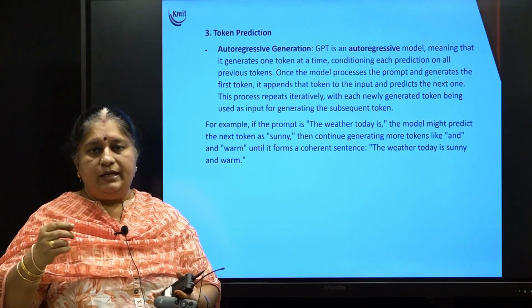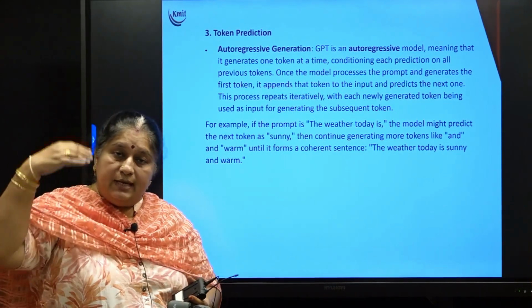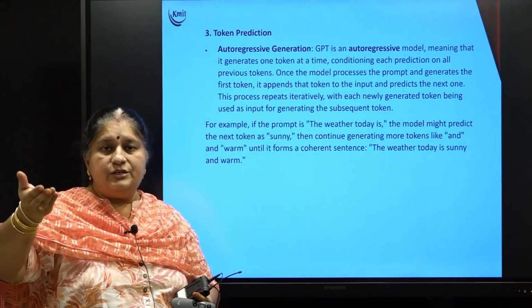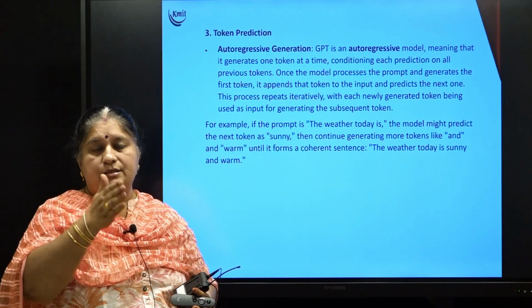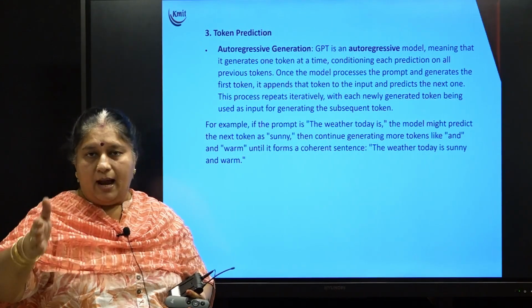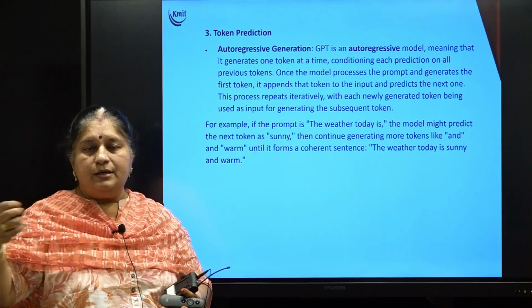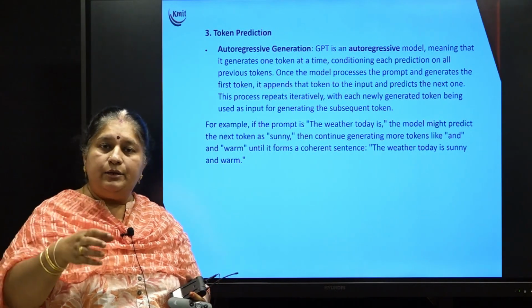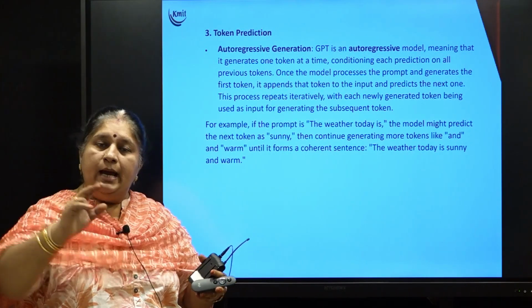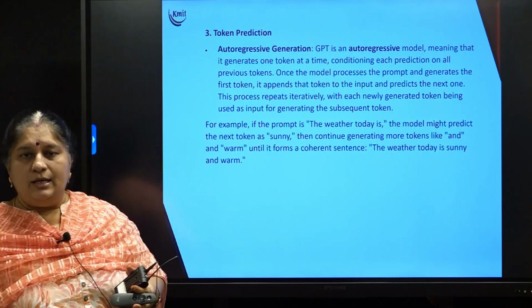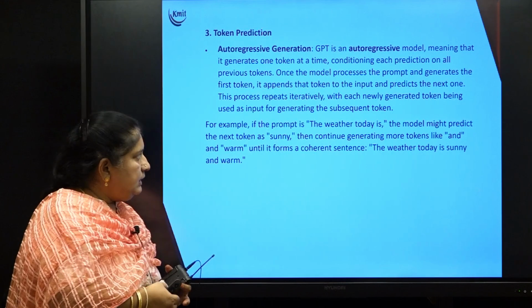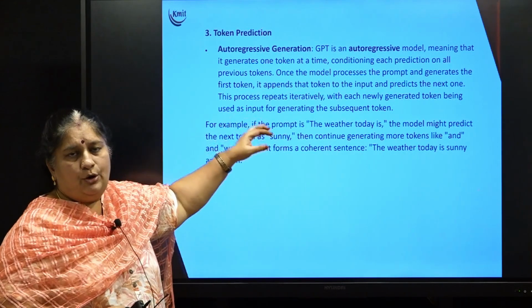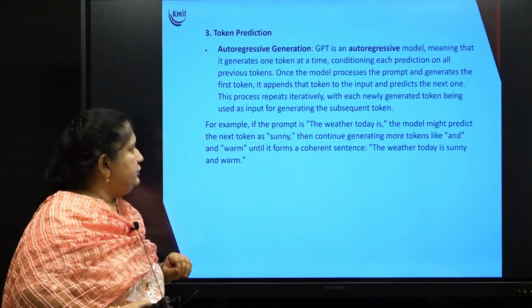Suppose the next word predicted is "mat." For the next word generation, what will be the prompt? "The cat sat on the mat." So, every word that is generated will be added to the existing prompt, and that acts as a prompt for the next token generation. This we call an autoregressive model for text generation.